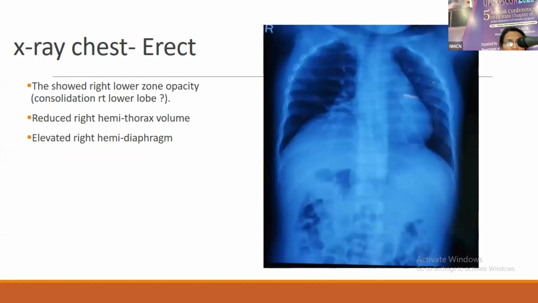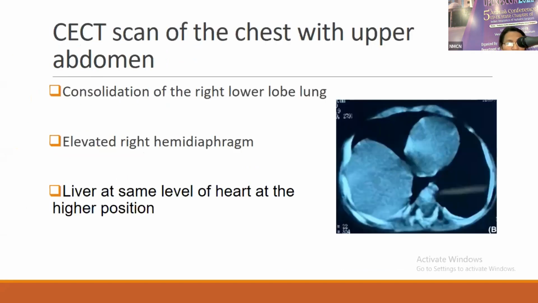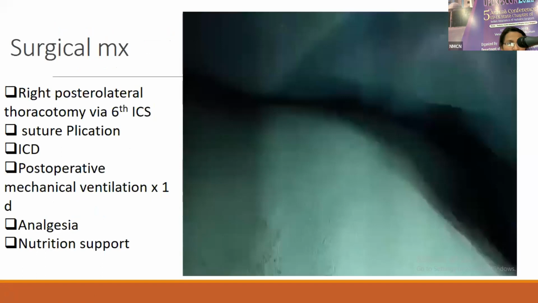A chest X-ray shows right lower zone opacity and there is reduced right hemithorax volume and elevated right hemidiaphragm. CT scan axial view shows again the liver at the same level as the cardiac shadow, which confirmed the elevated right hemidiaphragm and consolidation of the right lower dome. We did the right posterolateral thoracotomy.